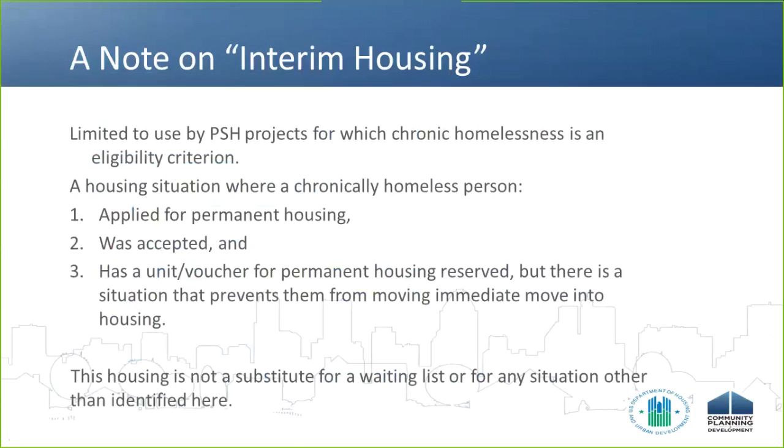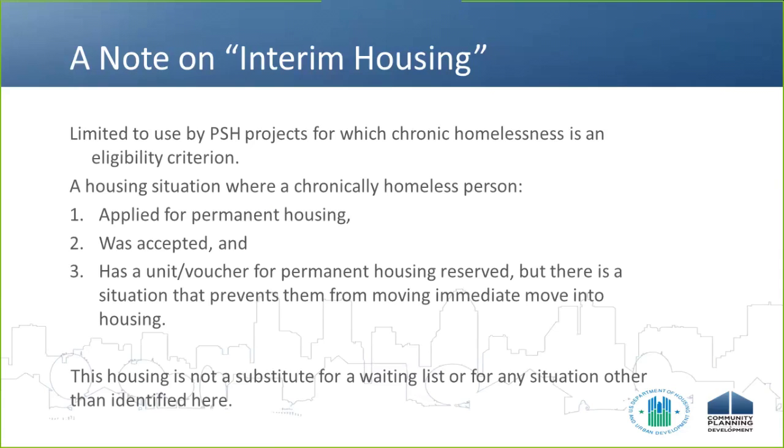Now there's one additional consideration in completing this data element, and that's the inclusion of the previous living situation labeled interim housing. This is a special response category that's used only in certain circumstances. Where it's been determined to be absolutely necessary to use transitional or rapid rehousing to keep the client engaged prior to moving into PSH, the client must be identified as coming from interim housing to preserve that person's chronic identification in reporting. The client must have applied for the housing, been accepted into the housing project or voucher program, and have a unit or voucher reserved.